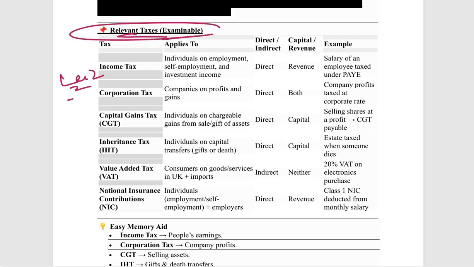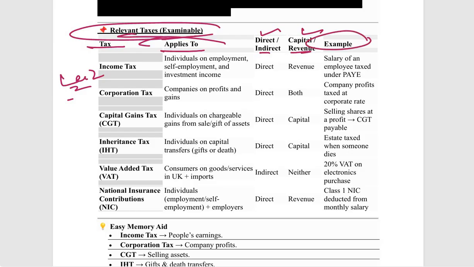So this table looks a bit heavy, but don't worry, we will break it down in simple terms. Basically, we are looking at who the taxes apply to, whether it is direct or indirect, whether it is capital or revenue, and some easy examples. So here is the table. You will have the different types of taxes, application, direct or indirect, capital and revenue, and then the example.